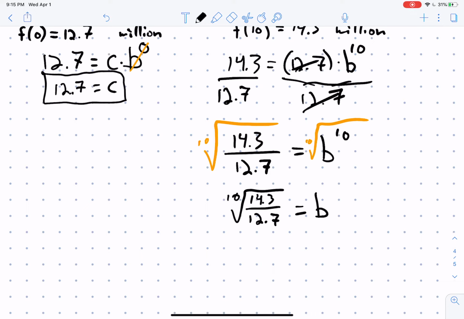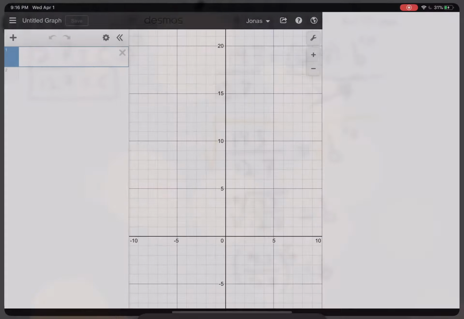Now, I want to plug this into a calculator. It may help you when plugging in to note that the 10th root, you can also write as whatever's inside to the power of 1 over 10. So alternatively, we could say that b is equal to 14.3 over 12.7 to the power 1/10. So either way is fine. Let's go ahead. We're going to put this into Desmos and see what we can get: 14.3 over 12.7 to the 1/10 power.